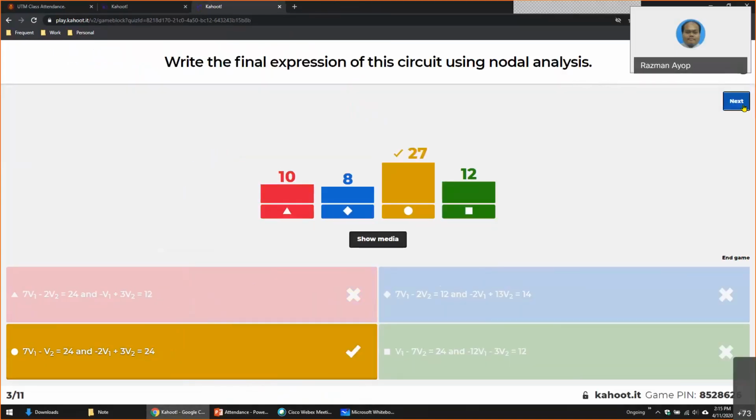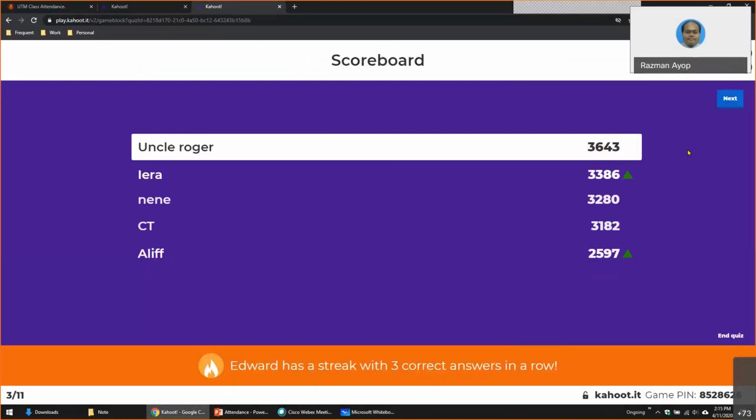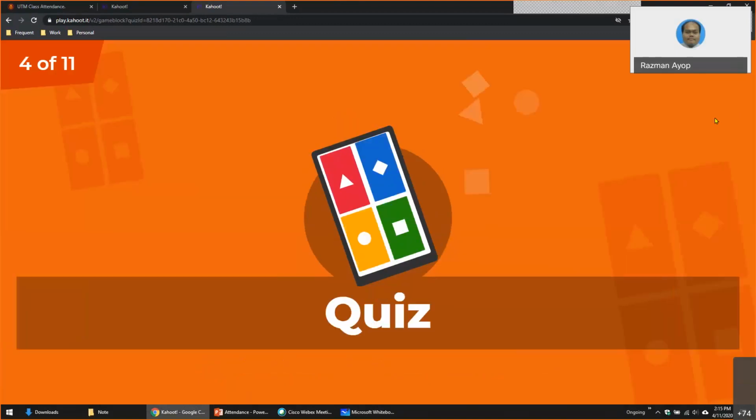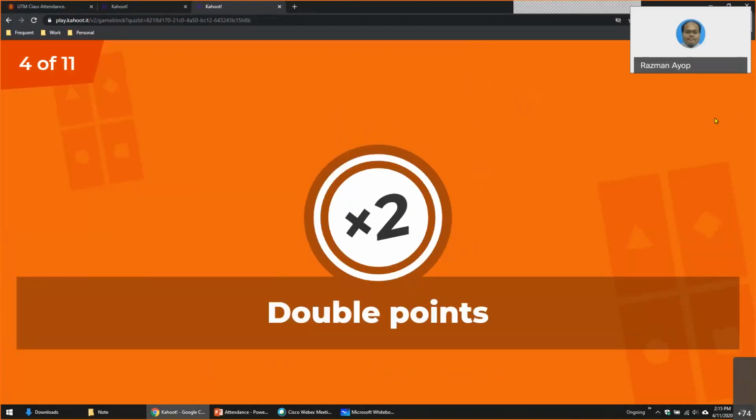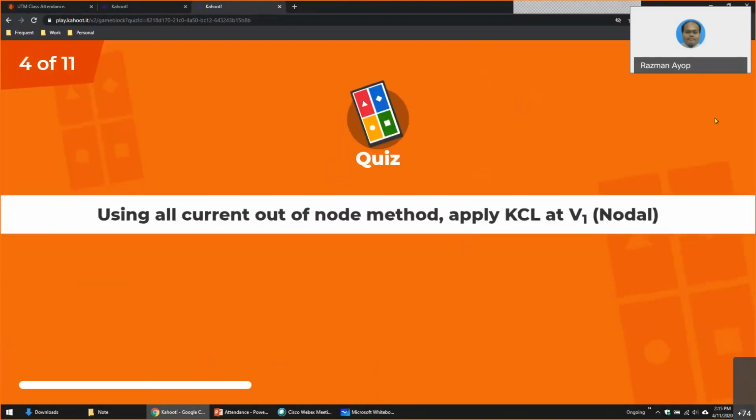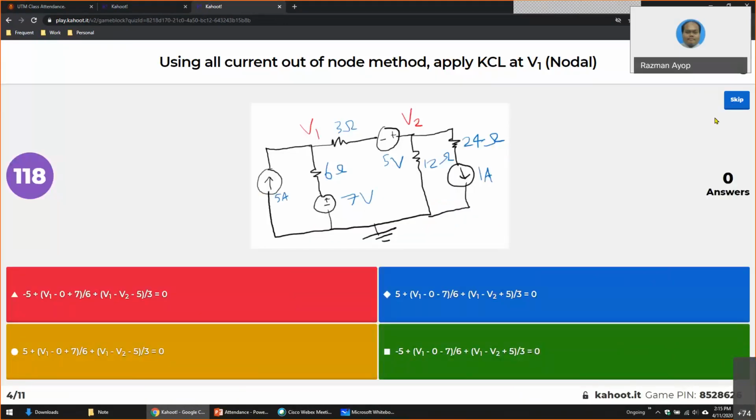Now we look at who has the highest score. Uncle Roger still has the highest score. We move on to the next question. Using the current-out-of-the-node method, apply Kirchhoff's current law at V1 using nodal analysis. You have 2 minutes for this question.